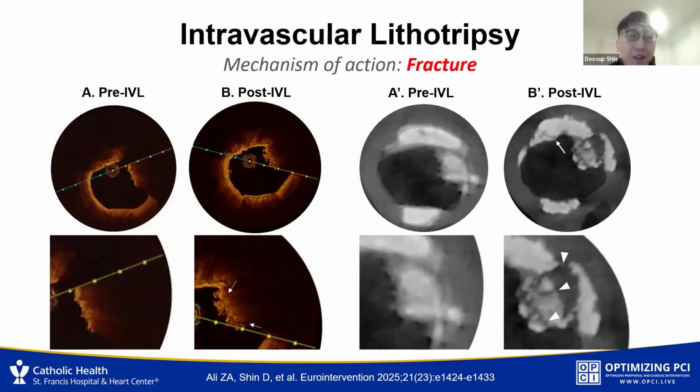Even if you don't see an obvious fracture line on post-IVL OCT, the micro CT actually confirms the fracture of the calcium, confirming the importance of balloon angioplasty following IVL to confirm the deformability. You can see there's a clear fracture line in the calcified nodule and also the adjacent calcified sheets after IVL therapy.